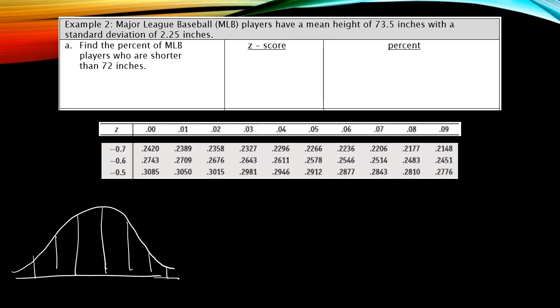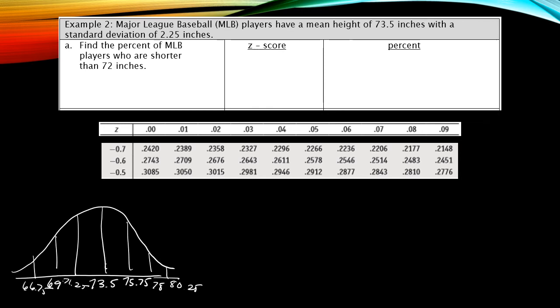So what you would do is you would set up your normal curve, and you would write in your mean, and then we would figure out the standard deviations. So if I take 73.5 and I add 2.25, I would get 75.75. If I add 2.25 again, I get 78. I'm kind of running out of space here. And then 80.25. And then I'm going to do the same thing going to the left. So I'm going to be subtracting 2.25 now. So this is 71.25. Then I have to subtract it again, and that gives me 69. And then the last one would be 66.75.